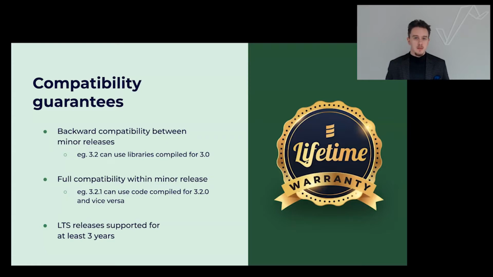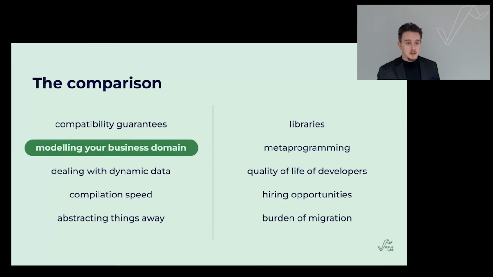By that, I mean better error messages, better linting, and things like that. All the builds of the compiler within a single LTS version will be forward and backward compatible with each other, so they can be swapped without any risk. Okay, so we now clearly see that if we are talking about compatibility guarantees, Scala 3 is already a clear winner over Scala 2. But let's examine other categories.